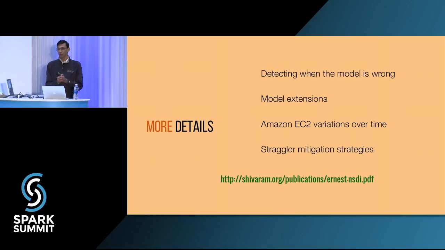So there's a lot more details that we addressed as a part of this research project, including trying to figure out: can we figure out when the model is wrong? Let's say your workload doesn't follow the model that I described. Can we detect when the model is wrong automatically? And also, can we extend the model to cover some other types of workloads that might have different computation or communication properties? And finally, we also discussed some strategies to mitigate stragglers or to deal with sparse datasets. And there are a lot of details in the paper link that I've put up out there.